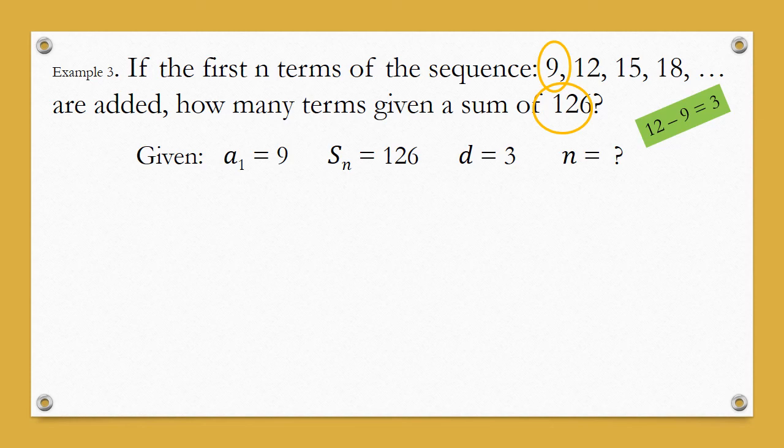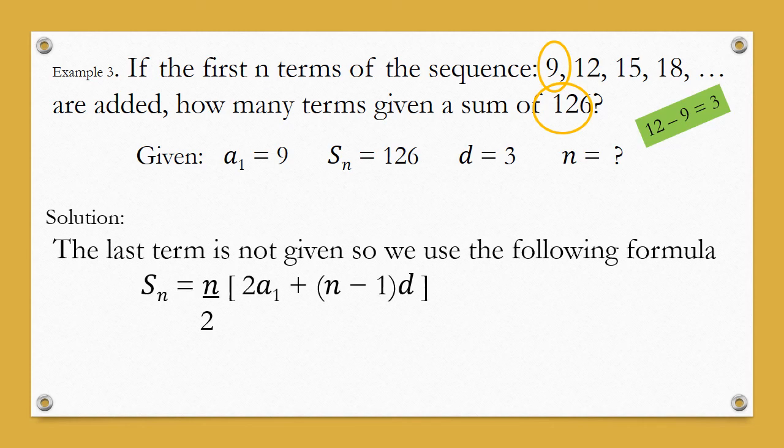Okay, so we're going to find n dito. n is the number of terms. Now, since the last term is not given, we use the following formula. So ganun pa rin kanina, no? Pag wala tayong last term, gagamitin natin itong formula. S sub n is equal to n over 2 times the quantity 2 times a sub 1, the first term, plus n minus 1 times d.